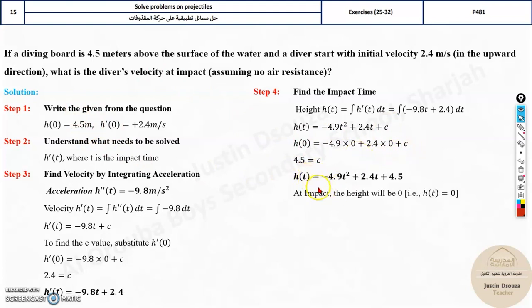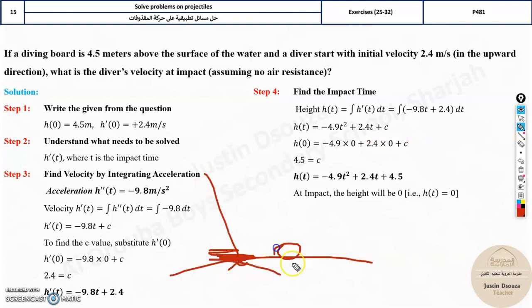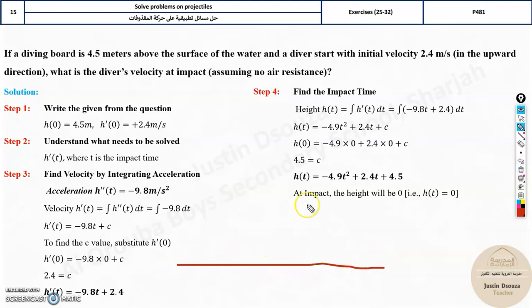Now over here, we know that the impact height must be 0. Impact means it's touching the surface, the initial base. That must be 0, so you must understand this. This is the surface of water. There's a diver who is above 4.5 meters. Impact means it's touching the surface over here. So the initial height is 4.5, but the impact height will always be 0. So h of t must be 0.